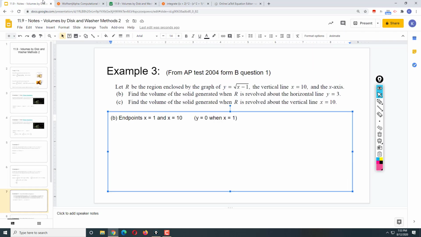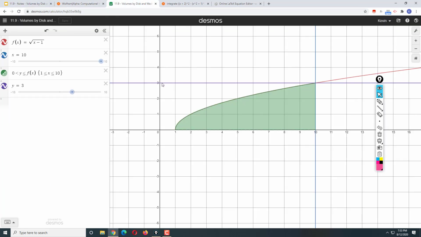Going back to our graph, this time we're not revolving around y equals 0. We're revolving around y equals 3, the purple line. In other words, we have this area, R, and it is revolving around y equals 3. So we should notice that this is a washer problem, not a disk problem, because when we revolve this, there's this solid region, and then there's this hole in between.